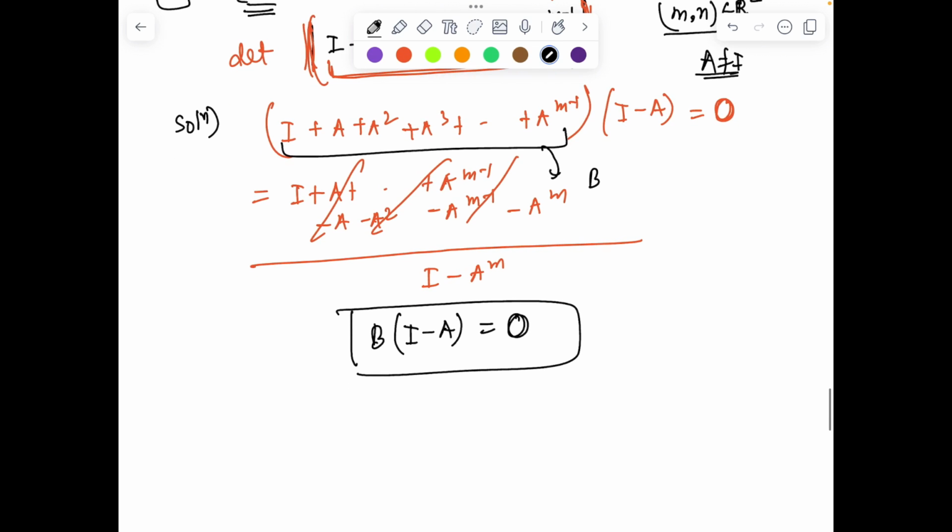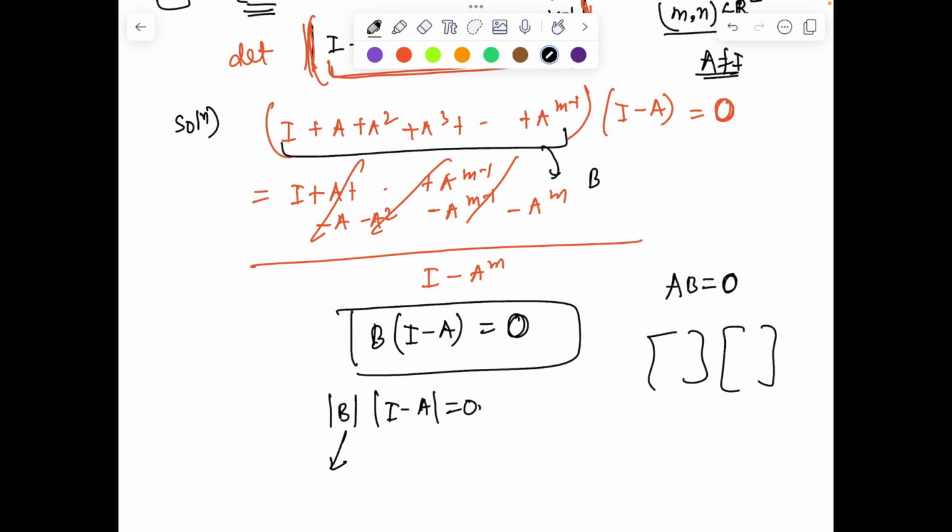So from there, can you conclude anything about the determinant of B? The answer is no, because if the product of two matrices is a null matrix, it might happen that neither of them is a null matrix. So one thing is guaranteed: if I take determinant on both sides, then determinant of B into determinant of I minus A is 0. So either the determinant of B will be 0 or the determinant of I minus A is 0, even if A is not an identity matrix. Okay, so right now I can't conclude for sure whether the determinant of B is 0 or not, but I'm sure out of these two matrices, one matrix must be singular. Okay, so that we can tell.